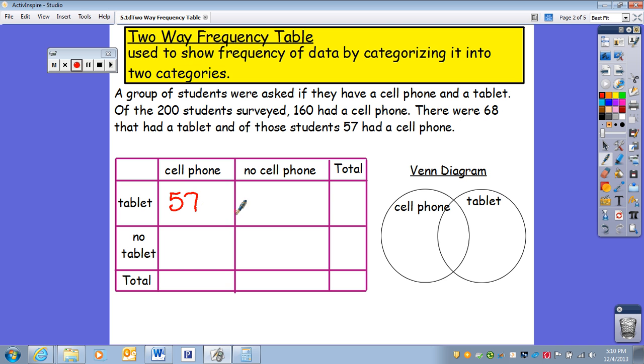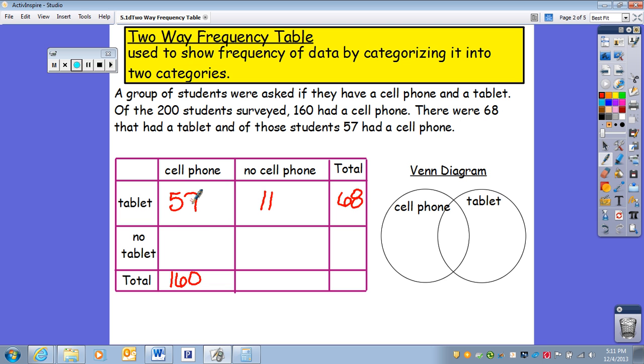57 students had both. Which means of the 68, if 57 of them had a cell phone, then when we subtract, that means 11 of them did not have a cell phone, for a total of 68 students that had a tablet. Then we're going to talk about the students that have a cell phone. There were 160 total students that had a cell phone, so we're going to put that down here. 160 total students had a cell phone.